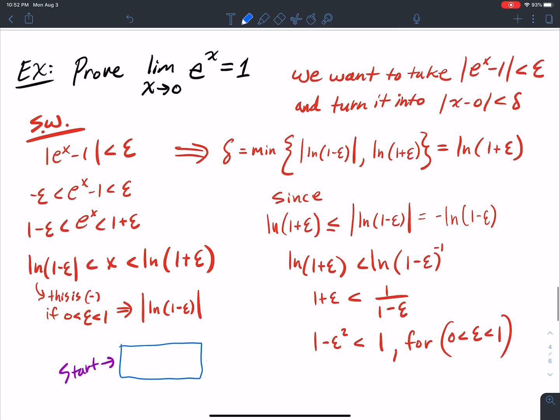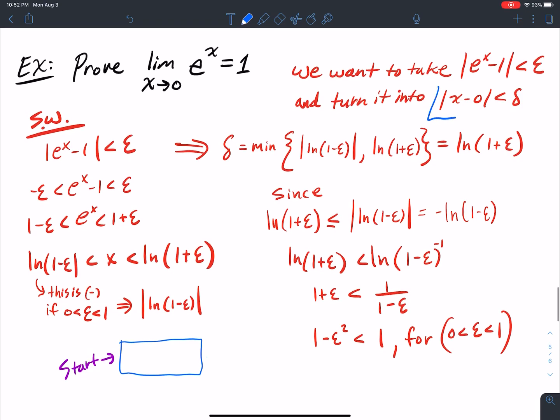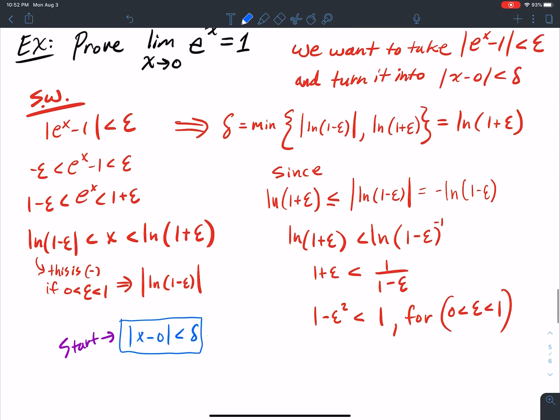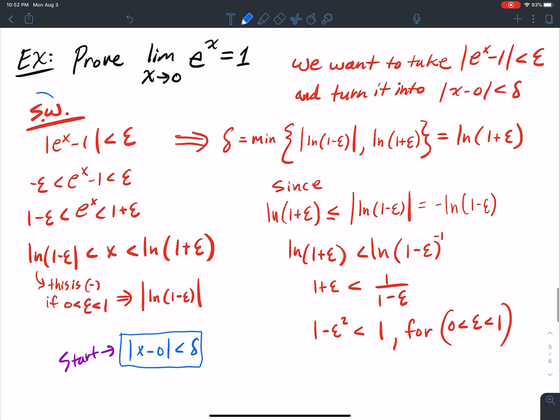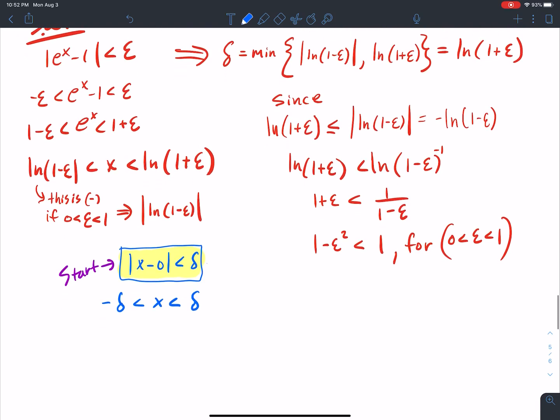So where do I start? I start with my delta, and so I start with x minus 0. Now we're to the formal part, so we're past the scratch work, so we're going to the blue formal part. So I start here, and then I finish here. And so what is delta equal to?